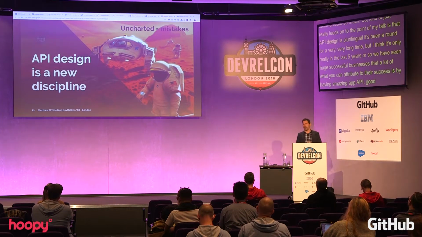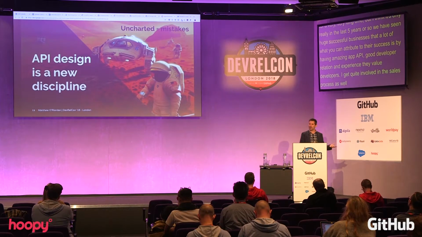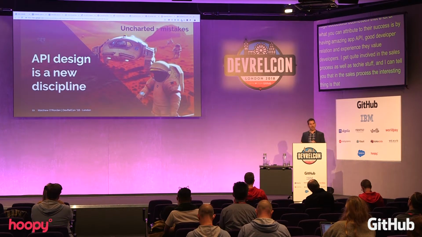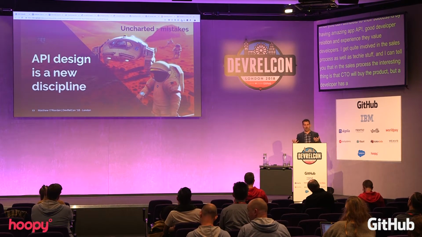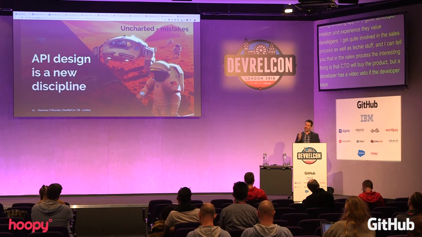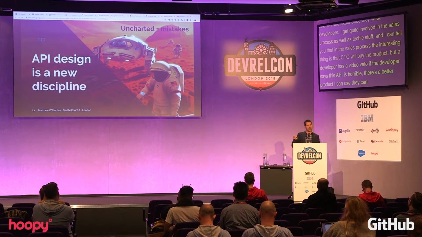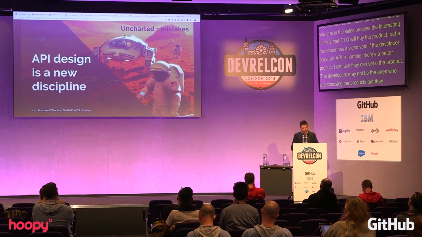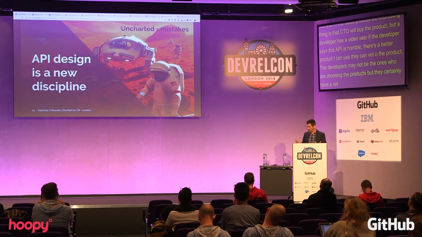And I get quite involved in the sales process as well as the techie stuff, and I can tell you that in the sales process, the interesting thing is a CTO will buy the product, but a developer has a veto, right? If a developer says, this API is just horrible, I hate the experience, there's a better product I can use, they can veto a product. So the developers may not be the ones who are choosing the products necessarily, but they certainly have a veto, and they have a lot of buying power. And I think if we think of API design, it's a new discipline because of that.